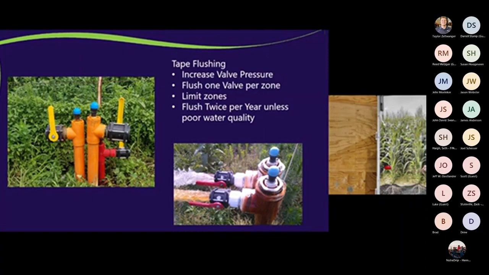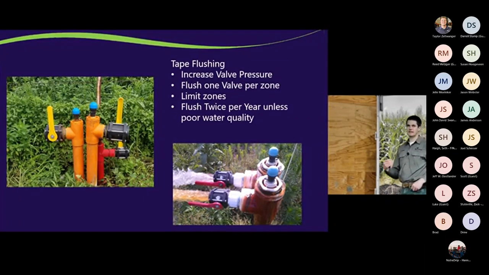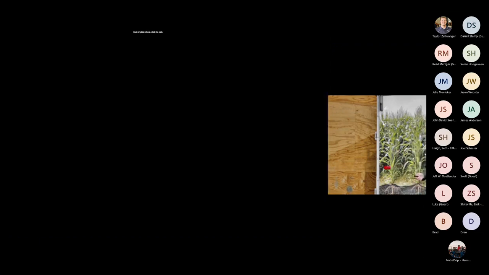To really get a good flush, you can increase the pressure on those zones. Each of those zone valves that I showed a few slides back are pressure regulating, so they'll limit how much water or how much pressure goes into that zone based on what the design shows. But for flushing, we can increase that by 10 or 15 PSI, and that'll really give a better flush and do a better job cleaning that drip tape out.